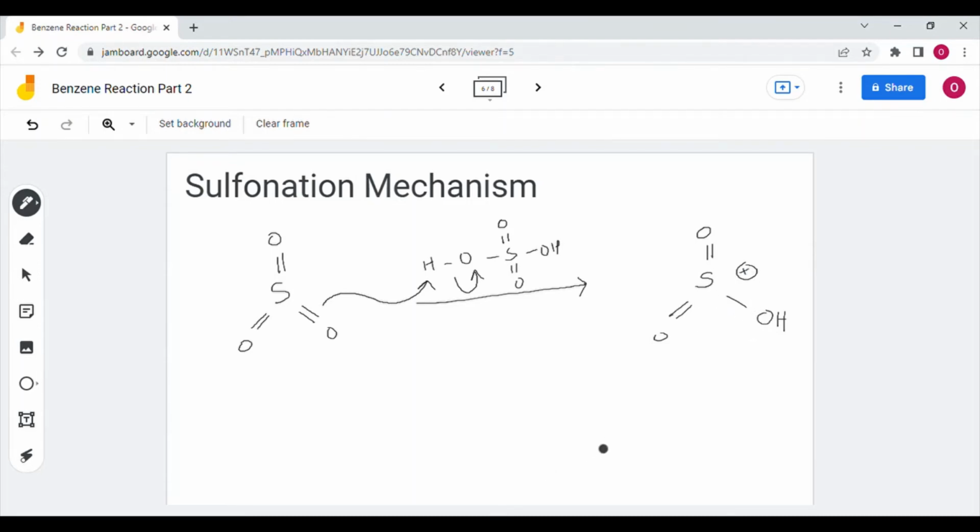In addition, don't forget that now we have O minus SO3H. And as you can kind of predict, this base is going to be the one that does the elimination reaction.